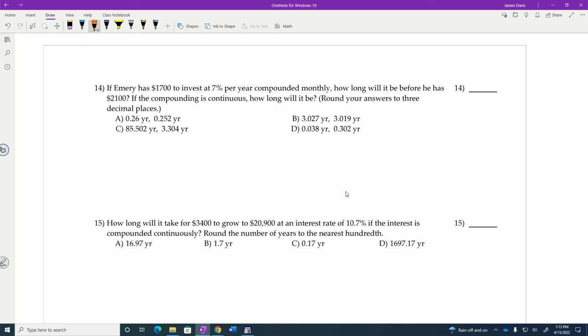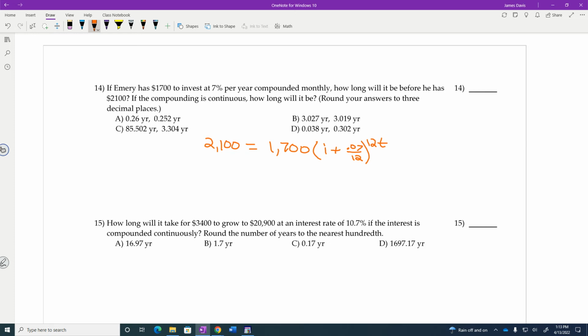$1,700, we've got to get up to 2,100. So we're just going to use our A equals P times 1 plus r over n, to the nt. We've got 2,100 in the future. Now we've got 1,700 times 1 plus 7% compounded monthly, which would be 12, to the 12 times t. We don't know t. How long? That means what's t?